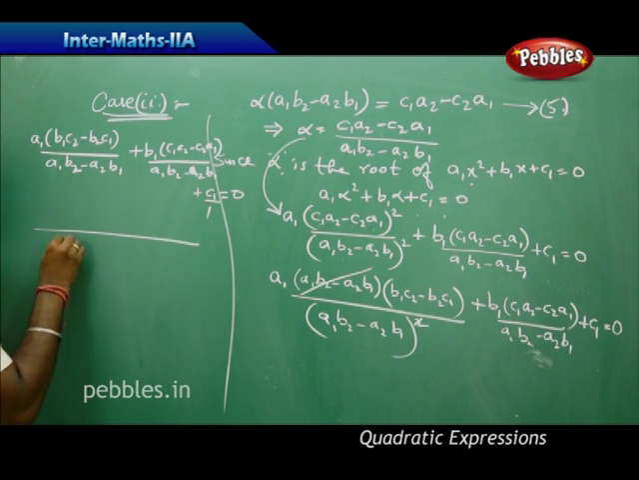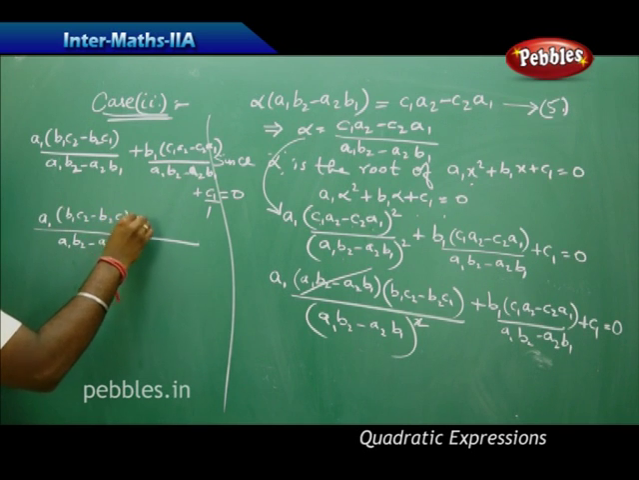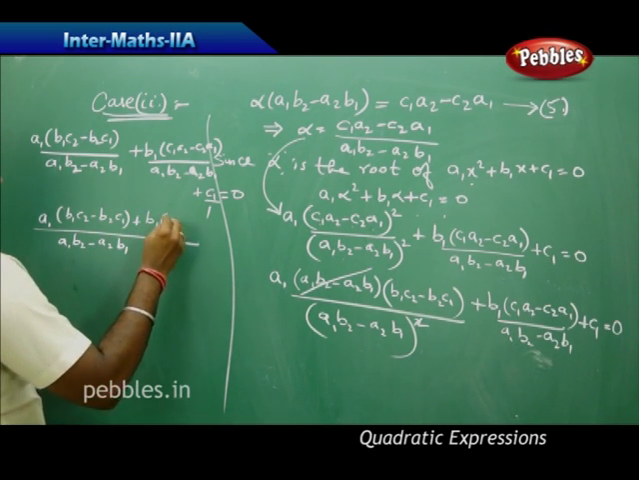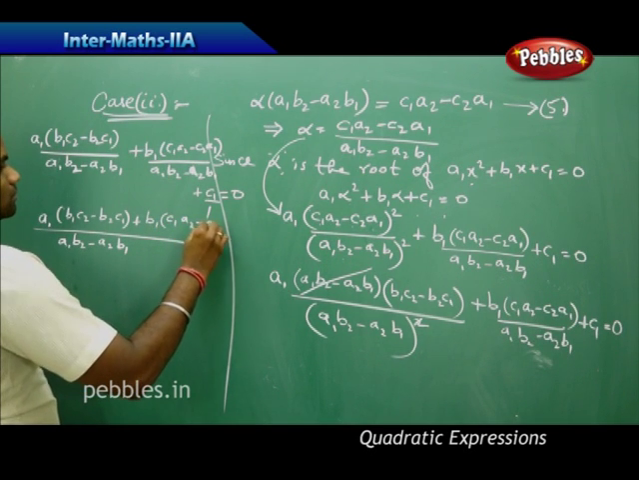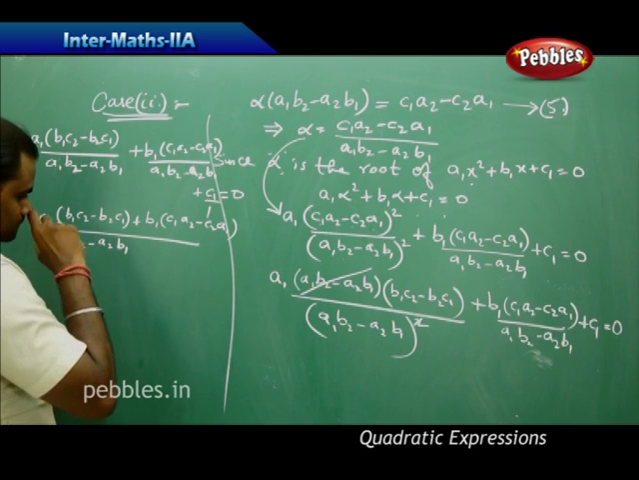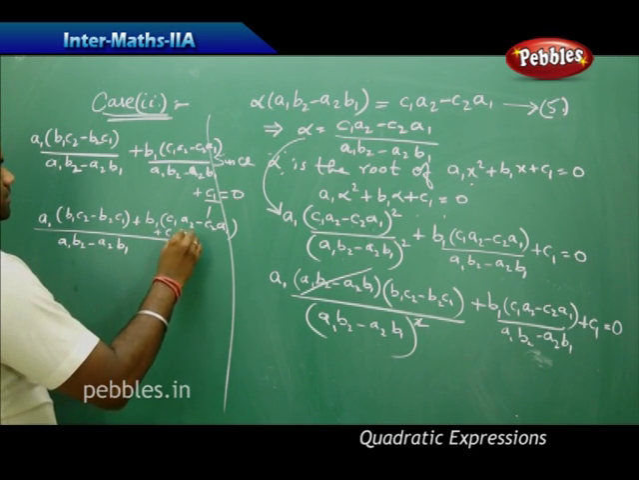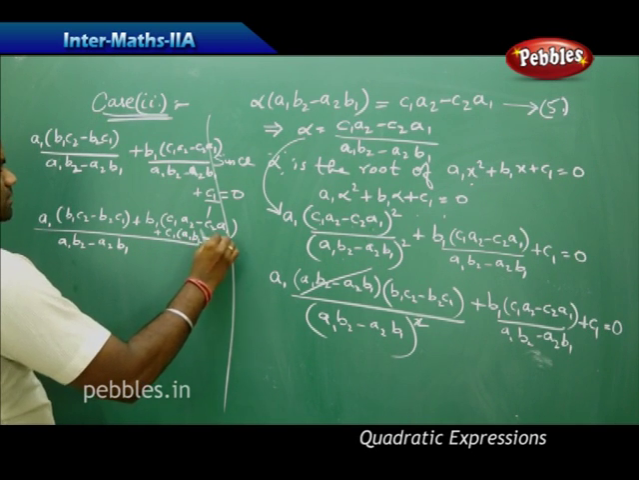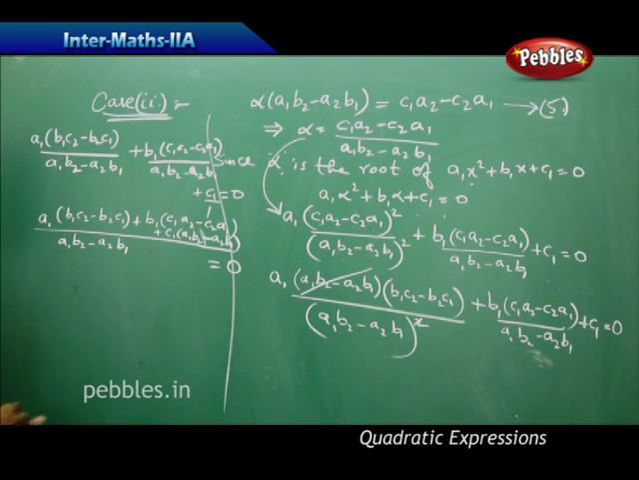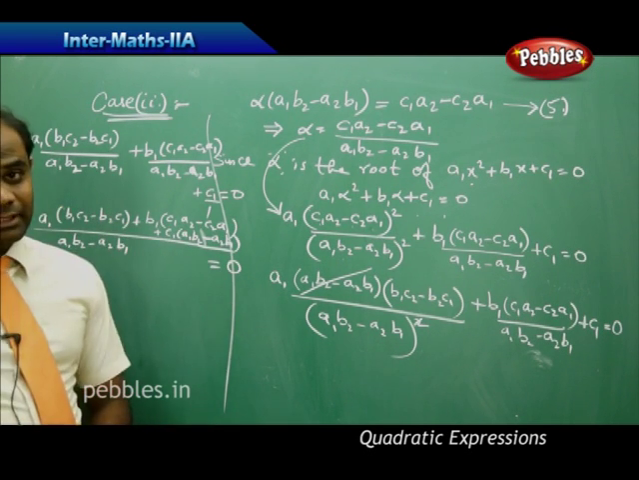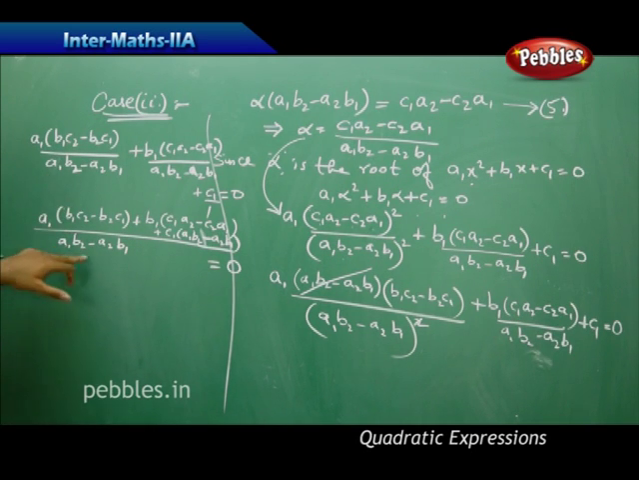So my whole of the LCM is (a1b2 minus a2b1), which on simplification gives a1 times (b1c2 minus b2c1) plus b1 times (c1a2 minus c2a1) plus c1 times (a1b2 minus a2b1) equals 0, because we have this entirely taken in the LCM, where the LCM is a1b2 minus a2b1.